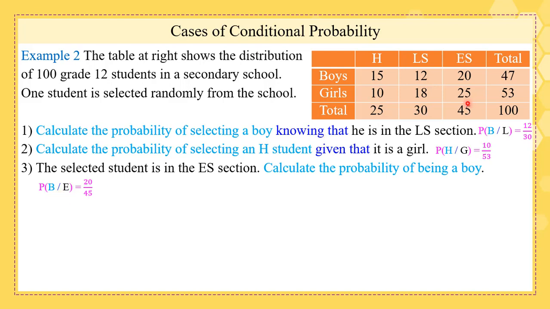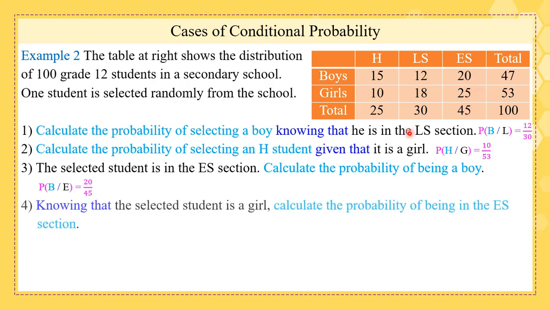So we come to the ES section, and from this section we select the boys. The probability of selecting a boy will be 20 over 45. Now, this is also one of the ways to express conditional probability in English. We can either write the statement in the form of part 1, or we can use part 4. We just begin with knowing that or given that. So knowing that the selected student is a girl, calculate the probability of being in the ES section.